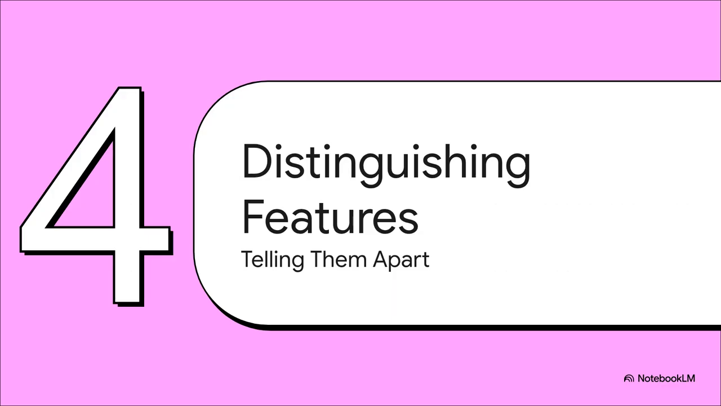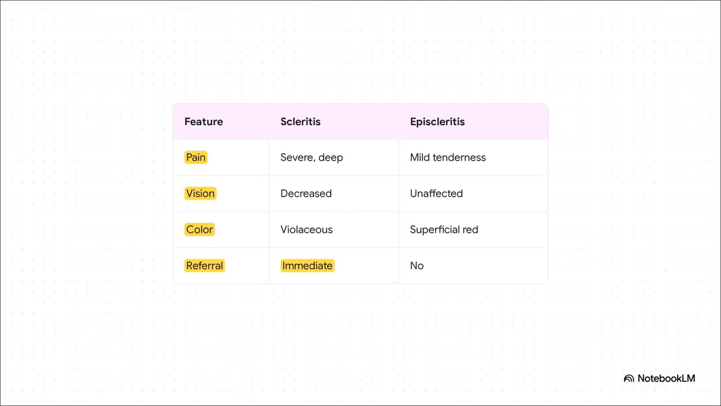All right, let's put some of these diagnoses head to head, because this is where the art of medicine really comes in, being able to tell apart conditions that at first glance can look pretty similar. Okay, let's really nail down the difference between scleritis and episcleritis. It all comes down to the pain, the vision, and the color. With scleritis, you're talking severe, deep pain, possibly decreased vision, and that telltale purplish color. That's an immediate referral. Episcleritis, just some mild tenderness, normal vision, and basic redness.